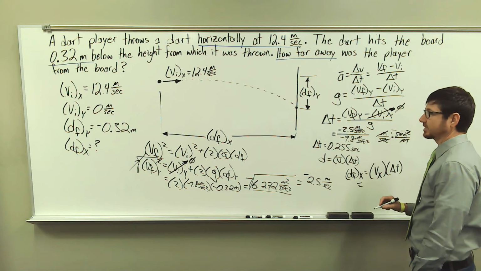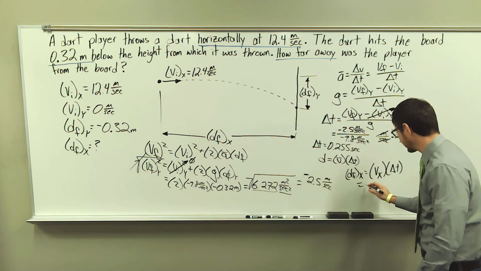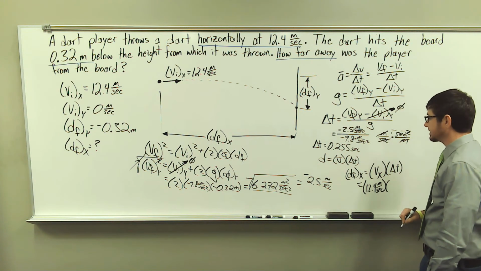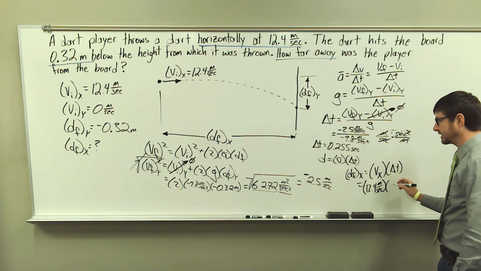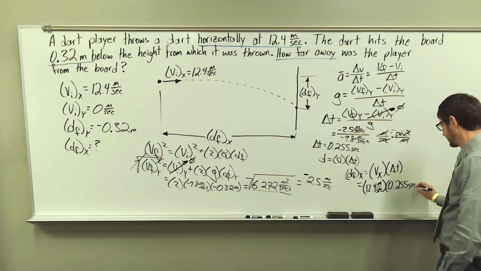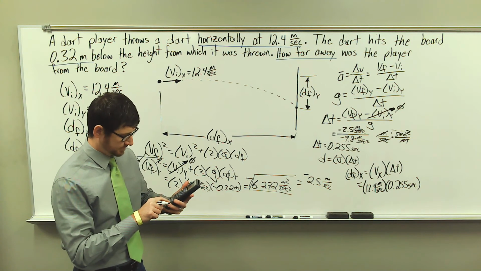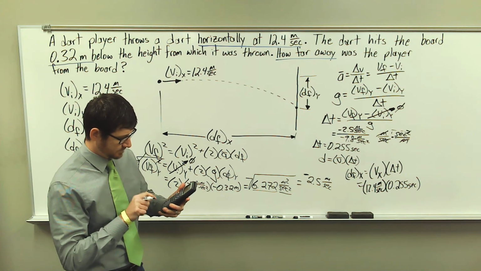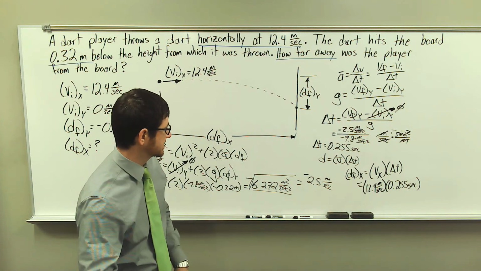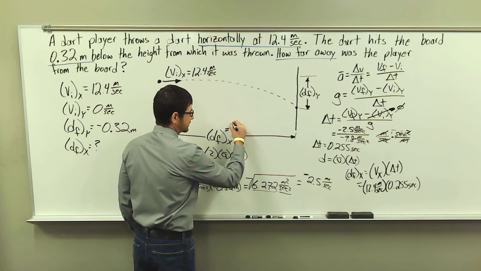So my velocity in the x direction was given to us in the problem, 12.4 meters per second. And the dart was in the air for 0.255 seconds. So we can just take the product of these two values. And I get 3.16. So our displacement in the x direction right here is equal to 3.16.